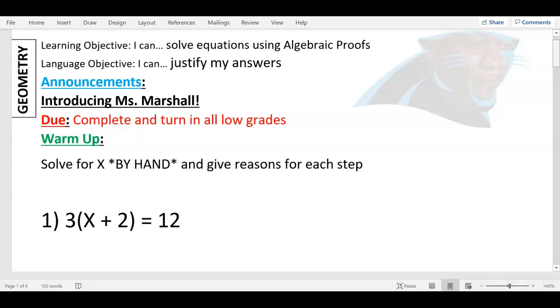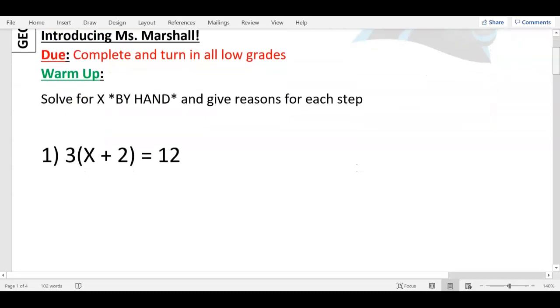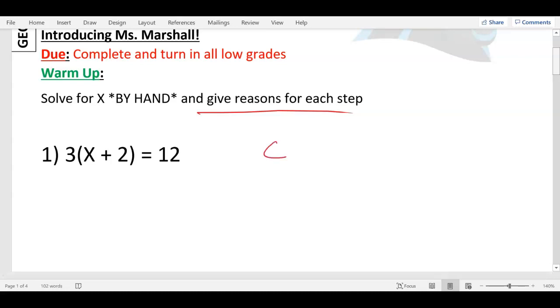Okay, so just like yesterday's warm-up, we are going to solve this, and we're going to give our reasons for each step off to the side here. So your first step is that this equation is given to you, okay? So if you're given an equation, first step's easy, it's given. From here, we're going to start doing some math.